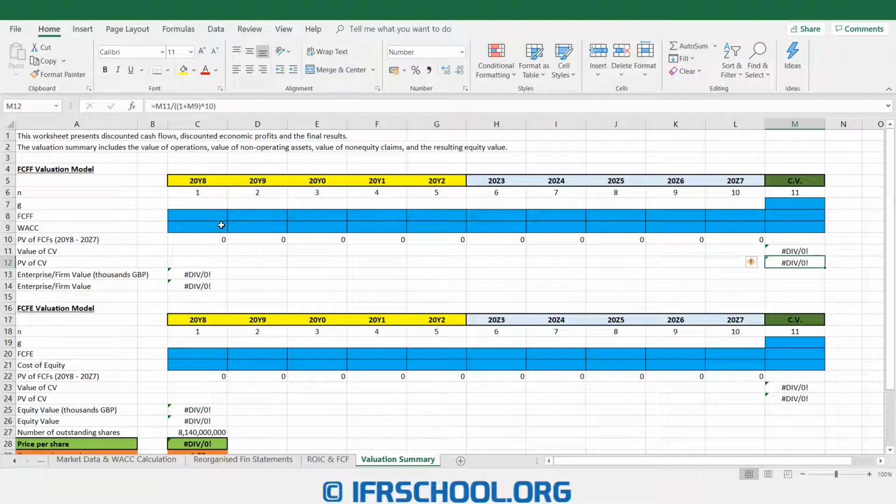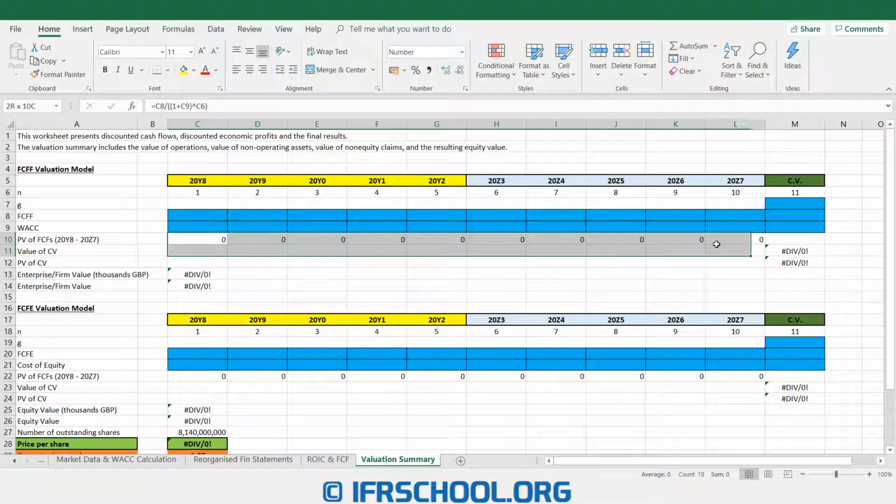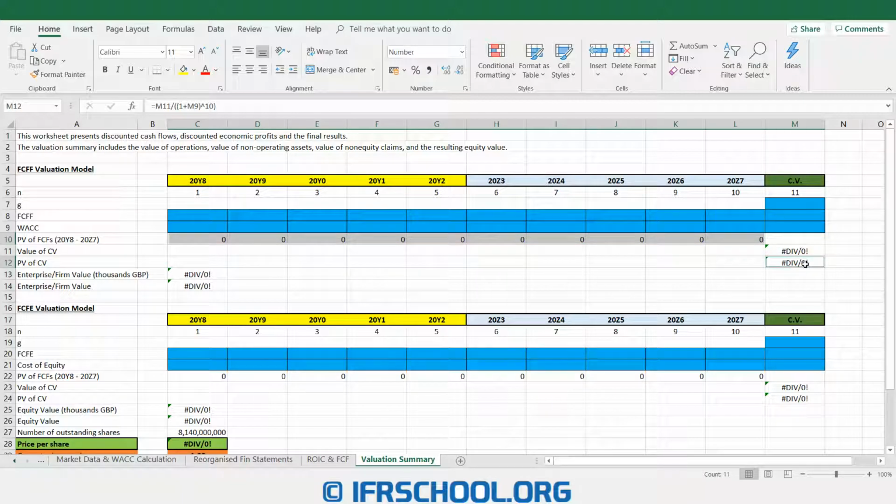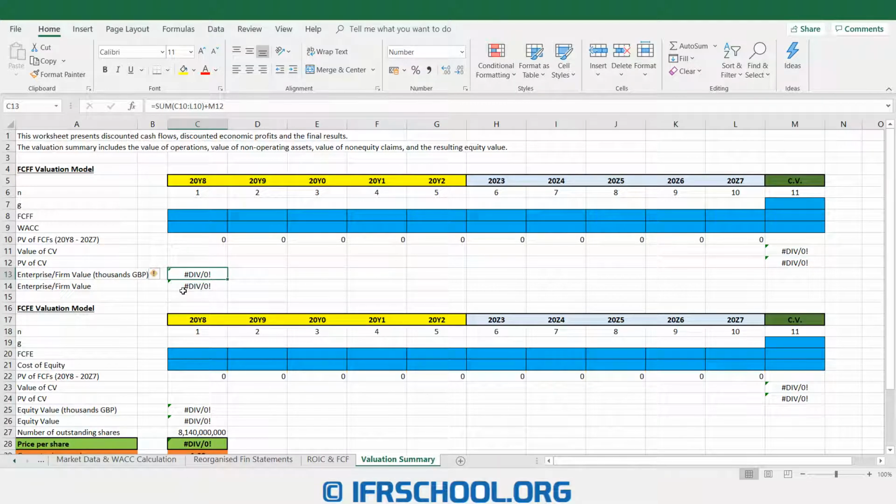We add up the discounted cash flows to arrive at an estimate of the value of the entire firm. Because our data is denominated in thousands of pounds, we multiply the estimate by 1,000 to get it in pounds. The final value will be the enterprise or firm value for the entire firm.